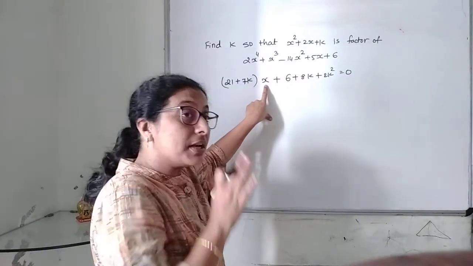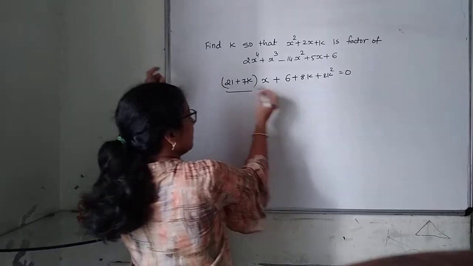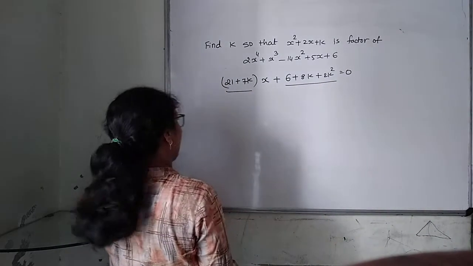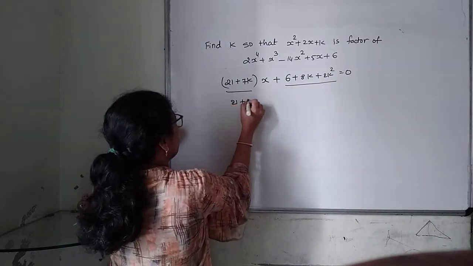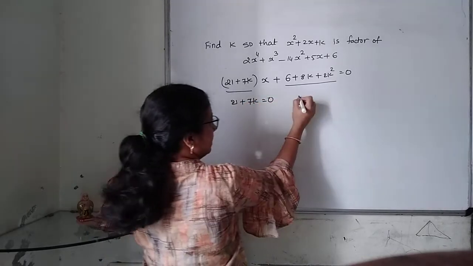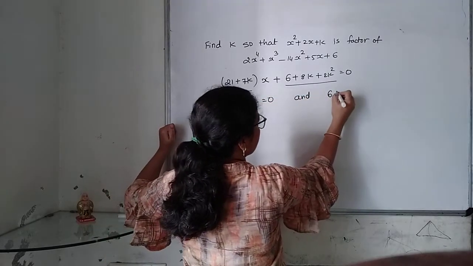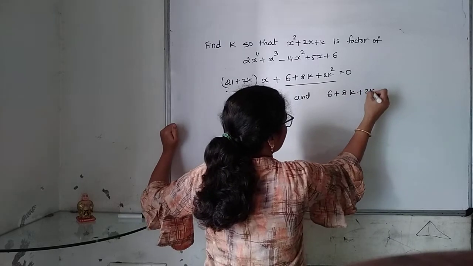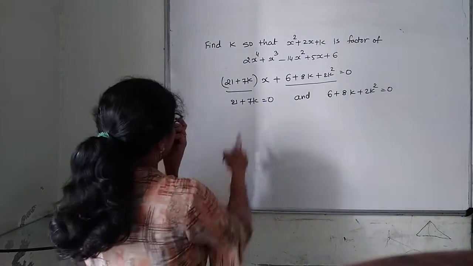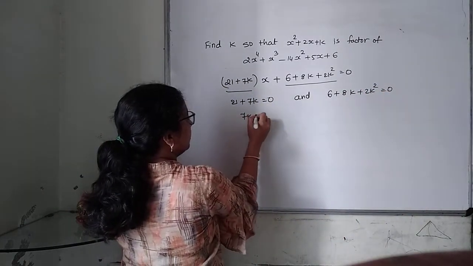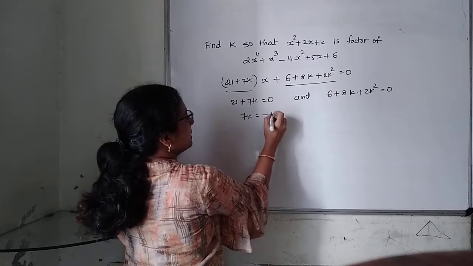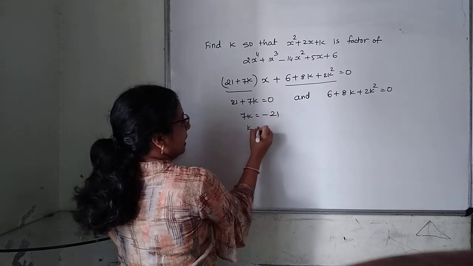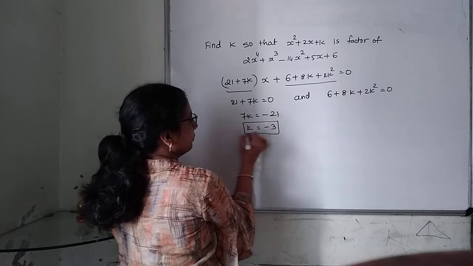x is not 0, so what will be 0? Whether it is 0 and this will be 0. So that is 21 plus 7k equal to 0 and 6 plus 8k plus 2k² equal to 0. So 7k is equal to what? -21. So k is equal to -3.